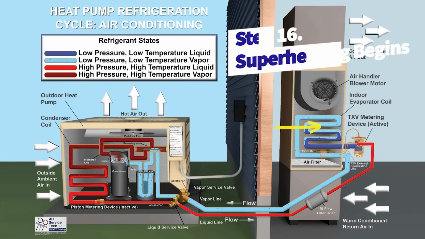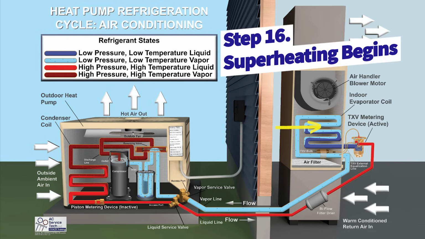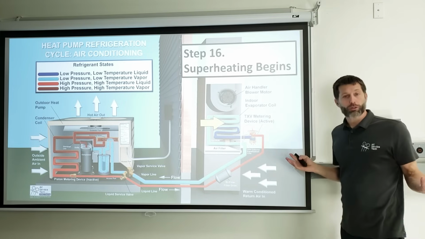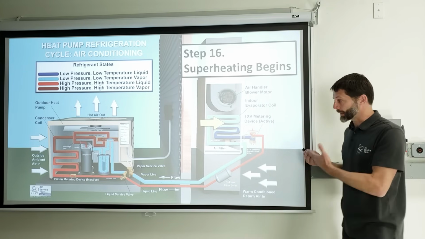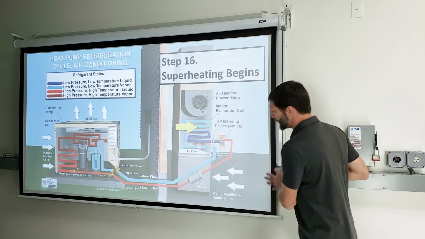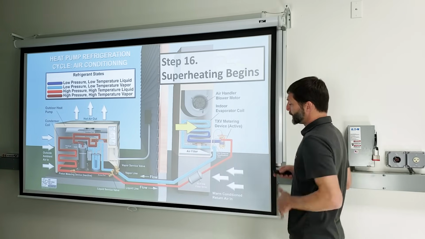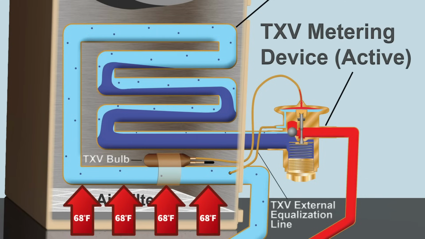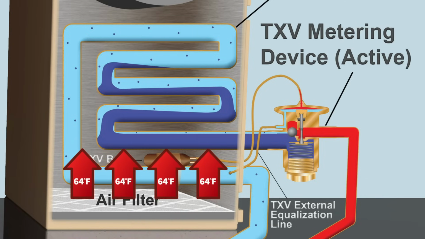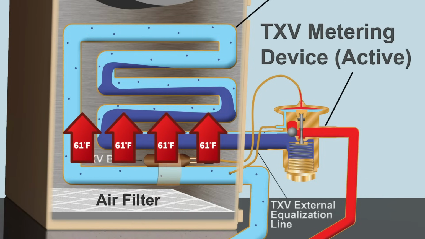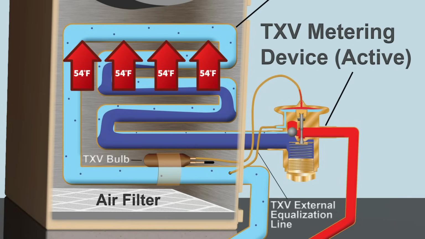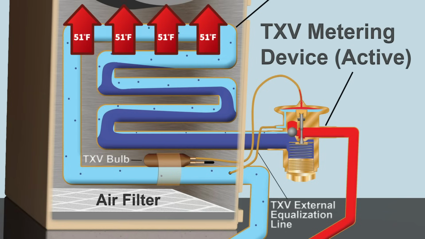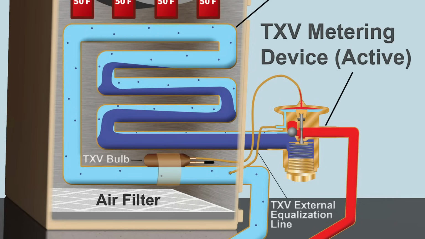And then in step 16, superheating begins. Superheating is a fancy term for vapor refrigerant increasing in temperature. Okay? So as you have your air crossing this coil, you may have, say, 70 degree air crossing the coil, and you may have 42 degree refrigerant in the saturated state. And over on the supply side of this evaporator coil, you may have, say, 50 degree air now coming out of the supply registers.